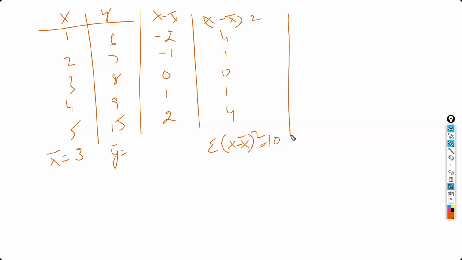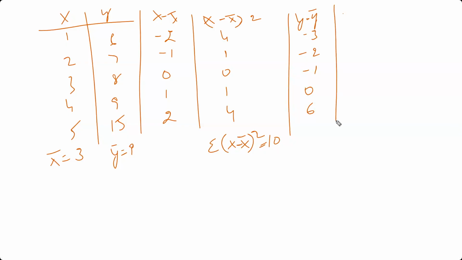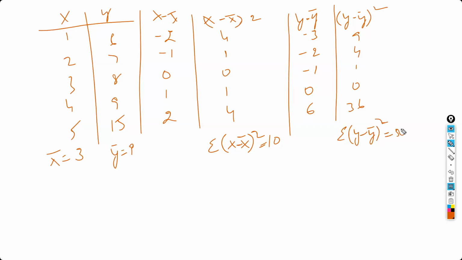Keep this to one side. Similarly, y minus y bar. First, let us calculate y bar. That is 13, 21, 30, 45. 45 divided by 5 is 9. So 6 minus 9 is minus 3, 7 minus 9 is minus 2, minus 1, 0, plus 6. Right? Now, (y minus y bar) whole square is 9, 4, 1, 0, 36. Now, what is the sum? The sum of (y minus y bar) whole square is equal to 50.